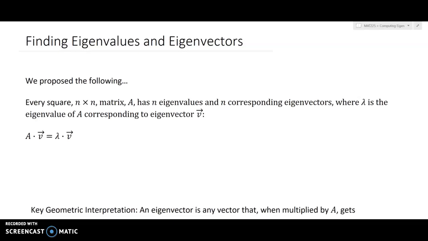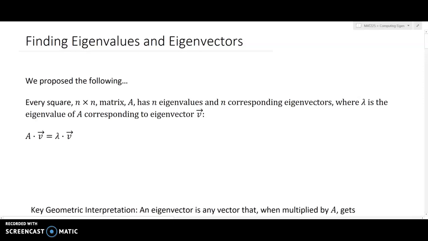Welcome back. In this video series, we are now going to take a look at how to calculate eigenvalues and eigenvectors. So in our previous video segments, we proposed the following. We said that every square n by n matrix has n eigenvalues and n corresponding eigenvectors. So if it's a 2 by 2, we expect to have 2 eigenvalues and 2 corresponding eigenvectors.